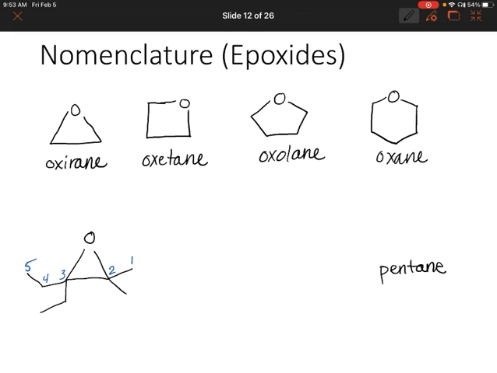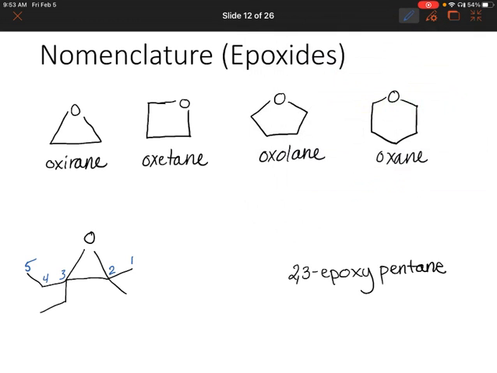Then we're going to treat the epoxide as a substituent, and we're going to call it epoxy. And this epoxy group is in between carbons 2 and 3. Okay, so far we have 2,3-epoxypentane.